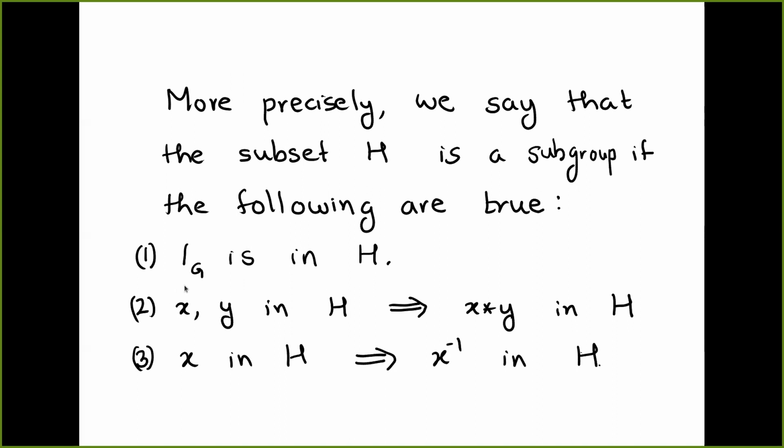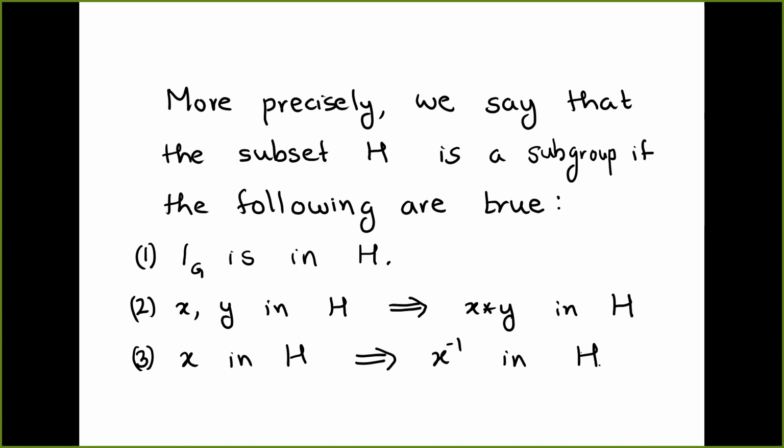The identity should be in H. X and Y in H implies X star Y is in H. If X is in H, then X inverse is in H. And I should write one more property. I should say that the associativity law holds, but I have not written that. The reason is that I don't need to check that the associativity law holds for elements of H, because it anyway holds for all elements of G, which is a much bigger set. So the associativity law comes for free.